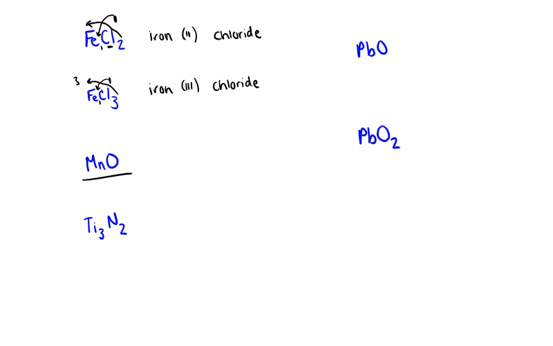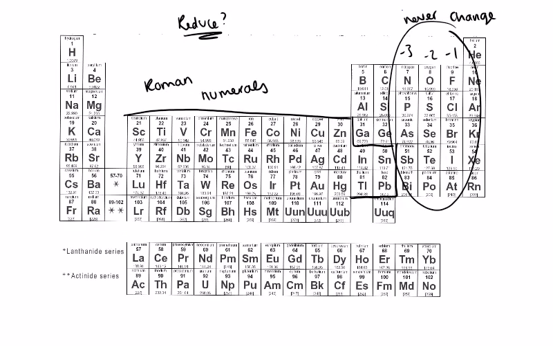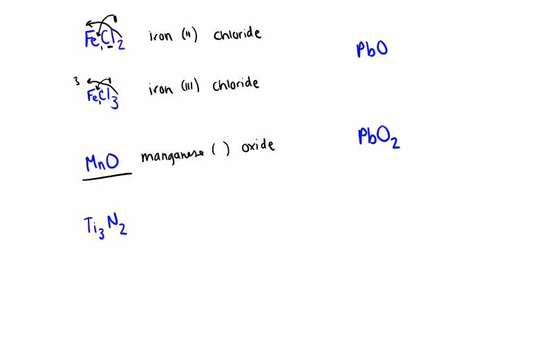Mn stands for manganese. I need Roman numerals. Oxygen is oxide. Let me pull up the periodic table to prove it to you. Oxygen always has an oxidation number of -2. So when I look at this compound that I'm trying to name, I don't see a 2 anywhere in this formula. I see a 1 and a 1. And so this is a clue to me that my formula has been reduced.